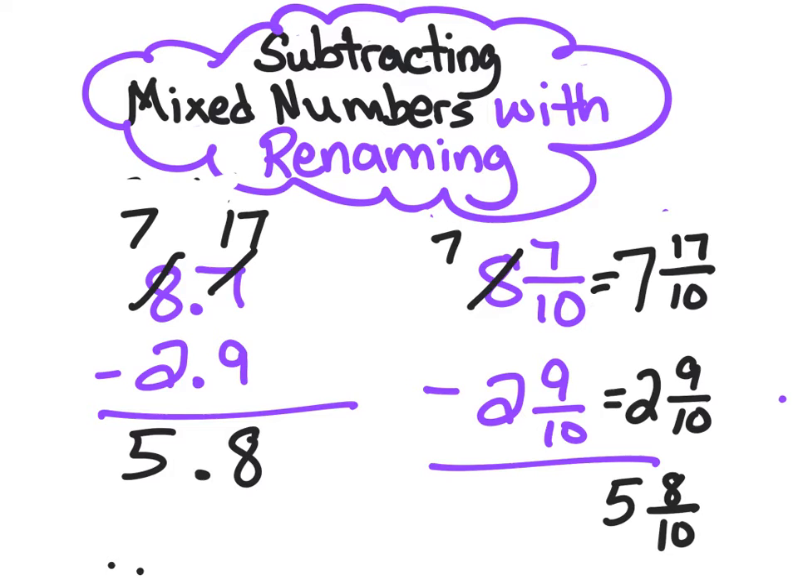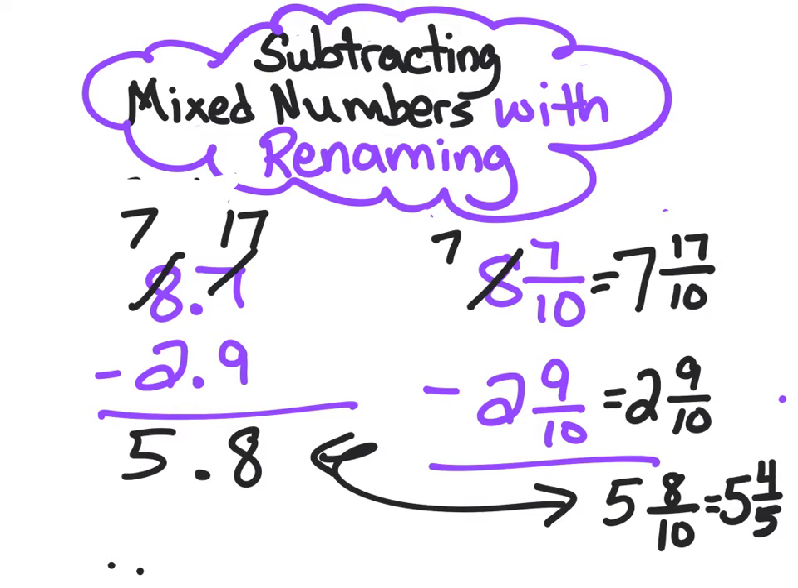In the fraction world, we know to simplify that to 5 4/5. These are examples of equivalent problems. 5 8/10 as a decimal is the same as 5 8/10 or 5 4/5.